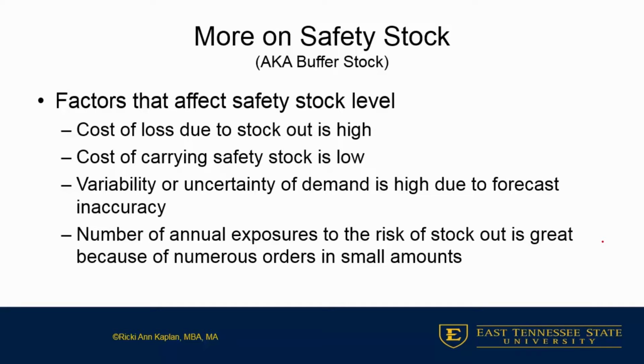The number of annual exposures to the risk of stock out is great because of numerous orders in small amounts. That's the lovely little hurricane season. You have people going in and buying an extra loaf of bread, an extra gallon of milk, or buying milk before they normally would, because they're afraid they won't be able to get out later. These are the things you take a look at. You want to make sure of those little tiny exposures. If you have one or two people buying two loaves of bread instead of one loaf of bread, that adds up versus someone coming in and buying 20 loaves of bread. That's going to quickly deplete your stock.